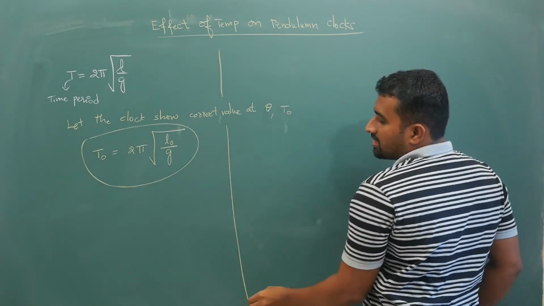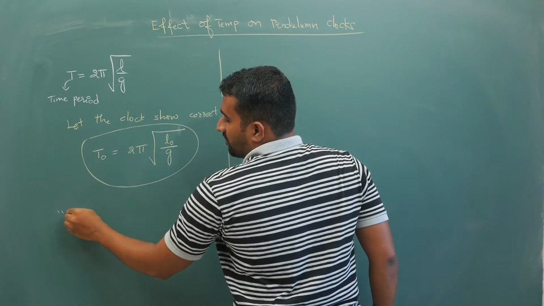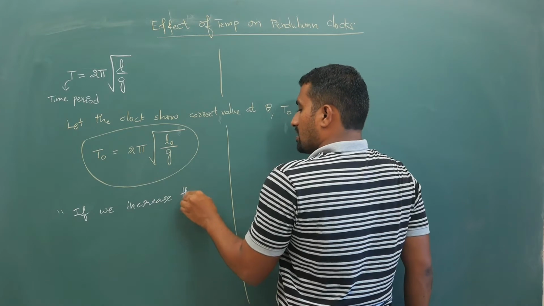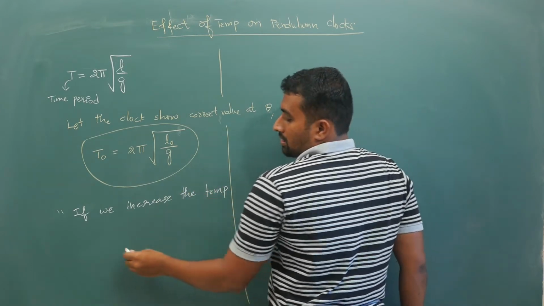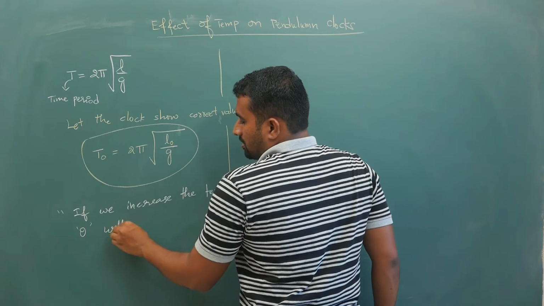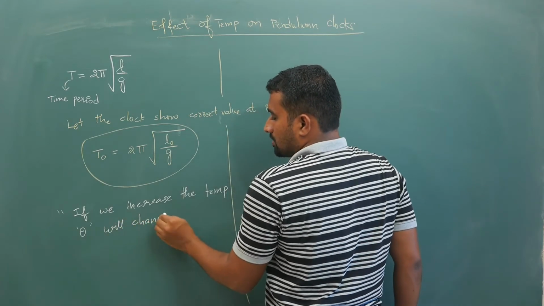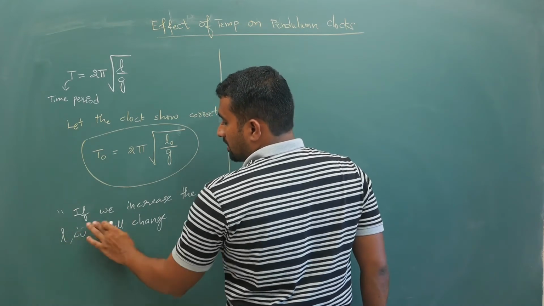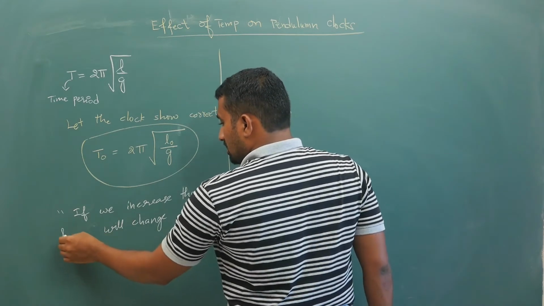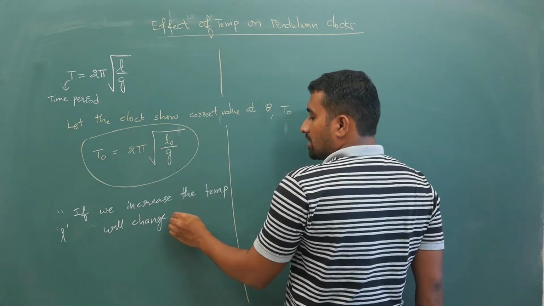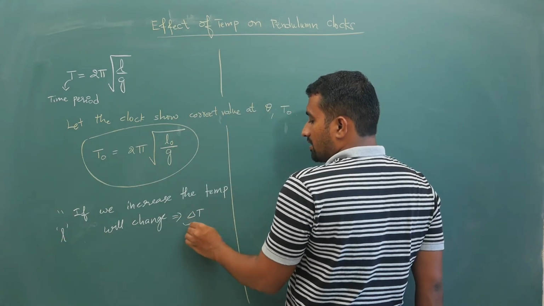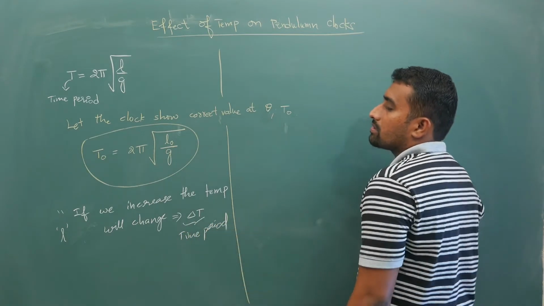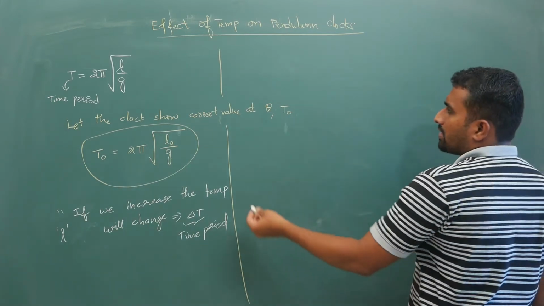Now if we increase the temperature, then your theta will change. That means automatically your delta theta will be there and your length L will change. So changing length means it will indicate a change in time period, delta T. Okay, so this will happen, and obviously your clock shows incorrect reading.